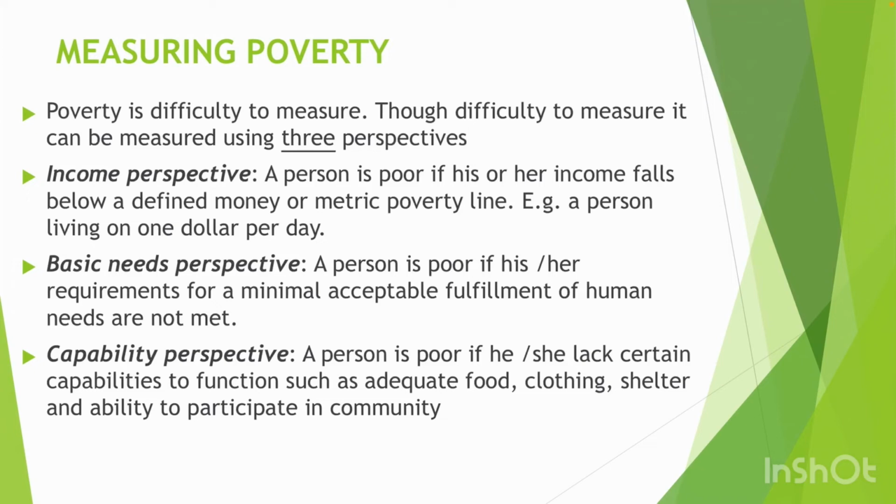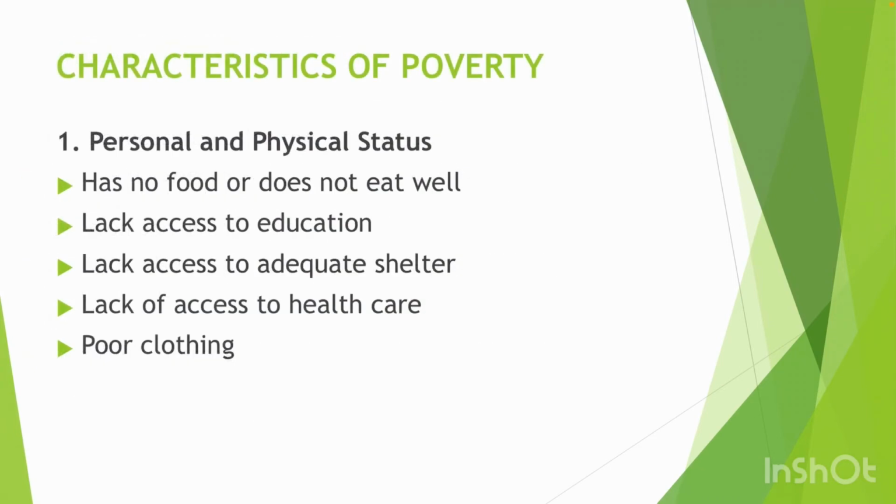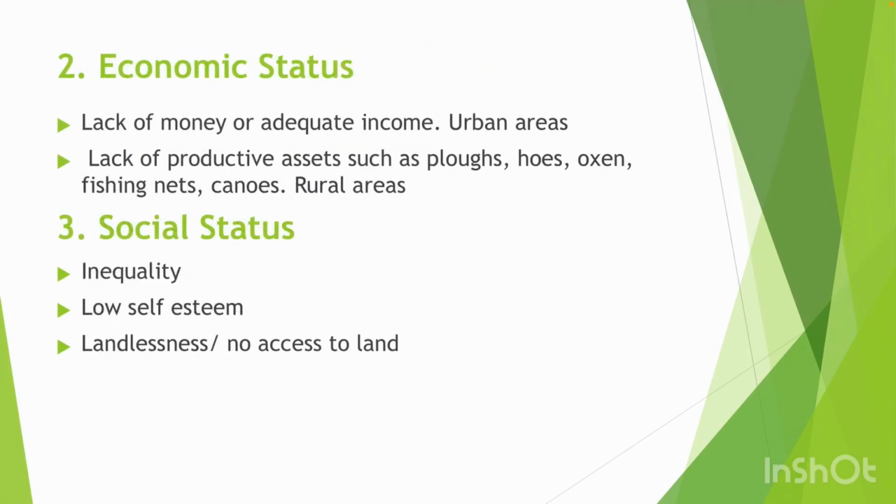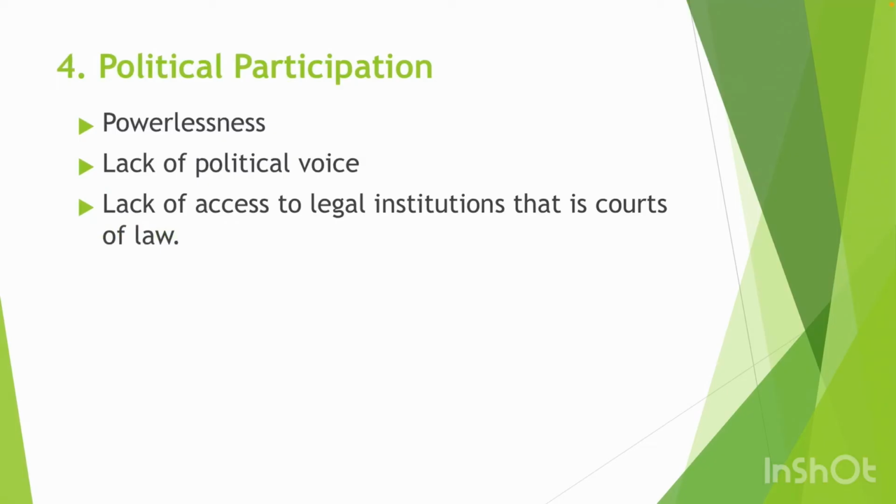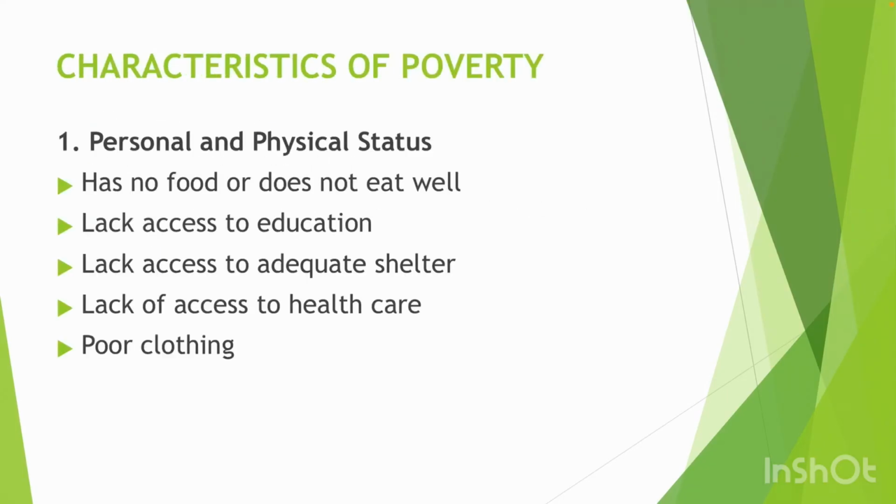Great. So now let us look at some of the characteristics of poverty. First of all, these characteristics are in categories. We have personal and physical status as the first category. Then we have economic status, social status, political participation. So let us start with personal and physical status.